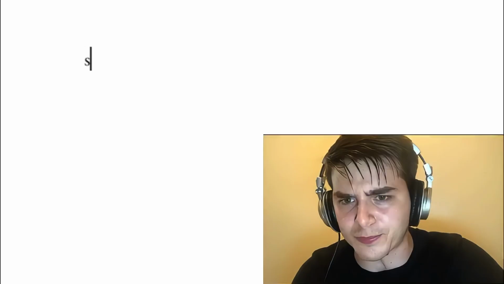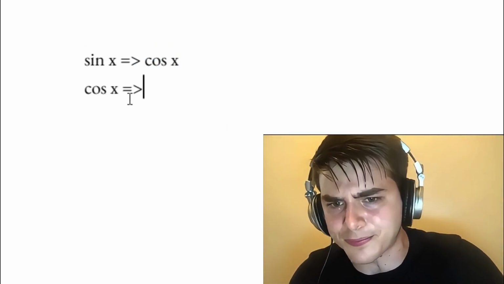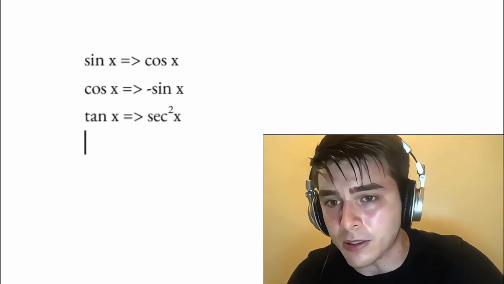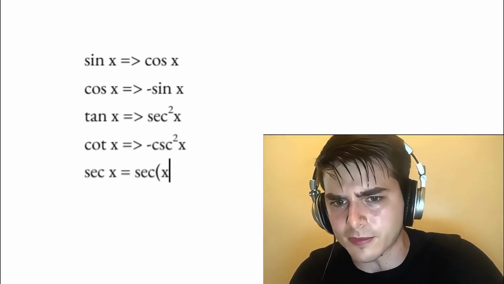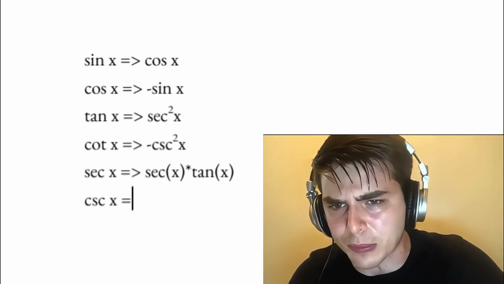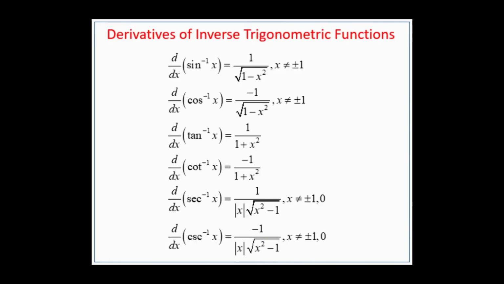Moving on to trig. Sine x just becomes cosine x, while cosine x becomes negative sine x. Tangent x becomes secant squared x, while cotangent becomes negative cosecant squared x. Do you see a pattern yet? Secant x becomes secant x times tangent x, and cosecant x becomes negative cosecant x times cotangent x. And I'm too lazy to say all the inverse trig derivatives, so here you go.